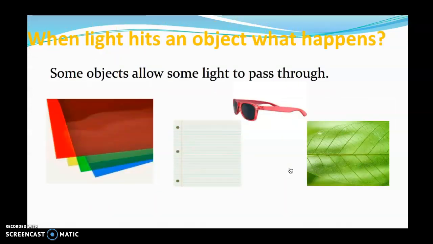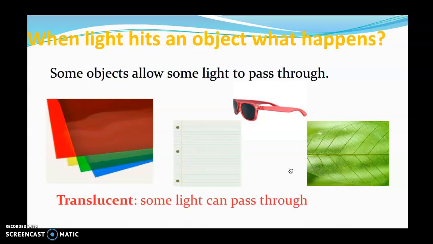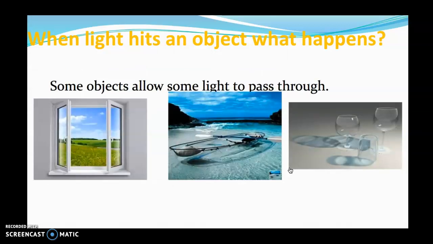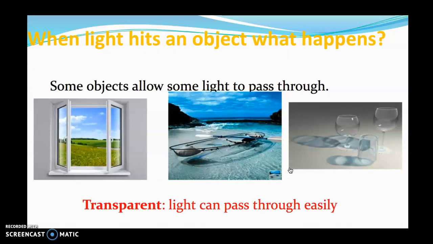When some of the light is able to come through it, not all of it, we call that translucent. This would be the case for, say, sunglasses, which allow some of the light but not all of it to come through. And then some things just allow all the light to come through with very little interaction, and we call that transparent. So, you have a window pane that allows all the light to come through.